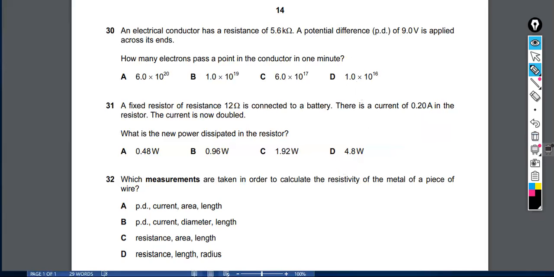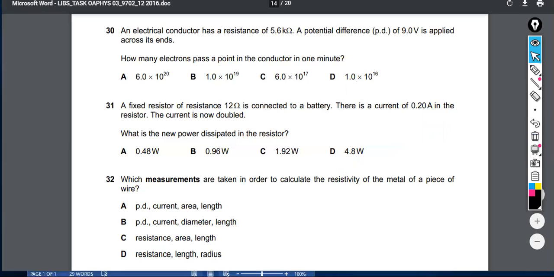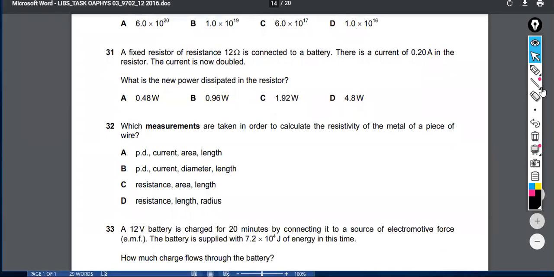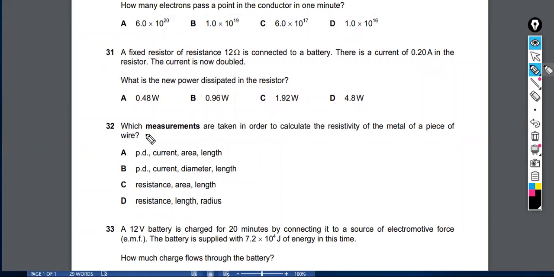Question 32 might be my favorite question of this entire problem set. The reason is because it's related to lab work a little bit. Look how they bold this word right here. Which measurements are taken in order to calculate the resistivity of a metal? They put that word in bold for a reason. So we'll come back to that.